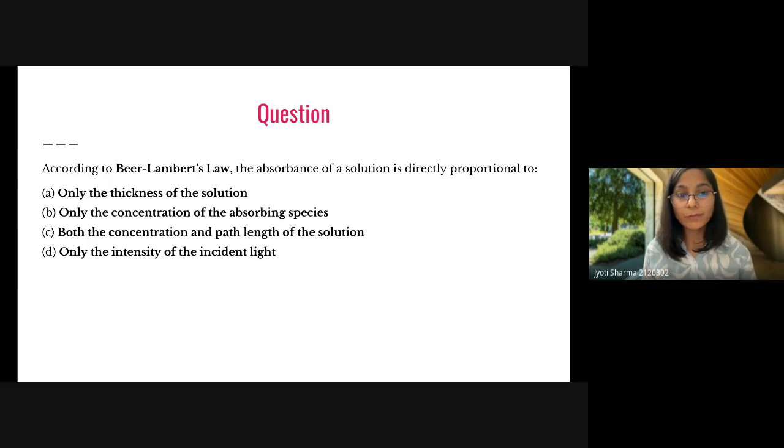First, you have to know what you mean by this Beer-Lambert law. Beer-Lambert law says that we have a light source and we have the solution. If the concentration of the reactant or of any chemical species is higher, then the absorbance of that light will also increase. So this is the Beer-Lambert law: absorbance is directly proportional to the concentration of your chemical species. Now you have to tell me, the absorbance of a solution is directly proportional to what?